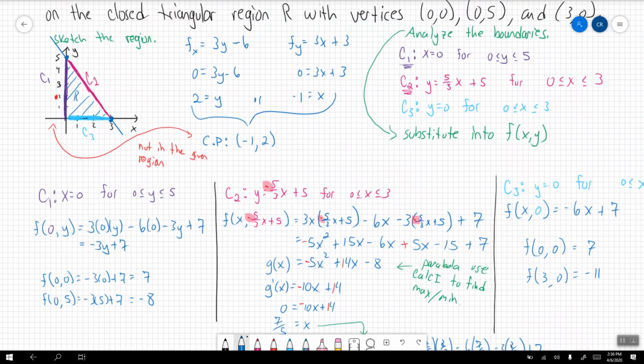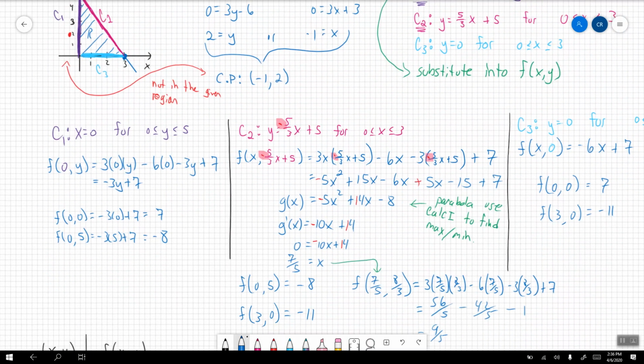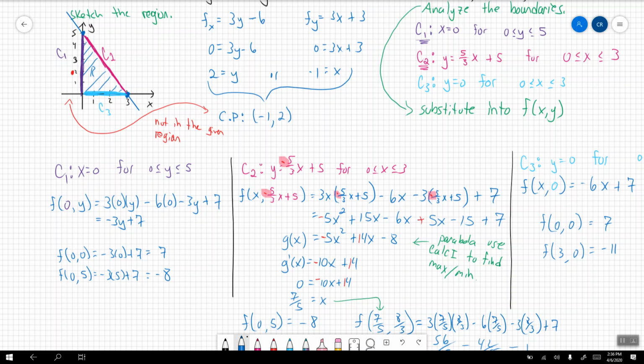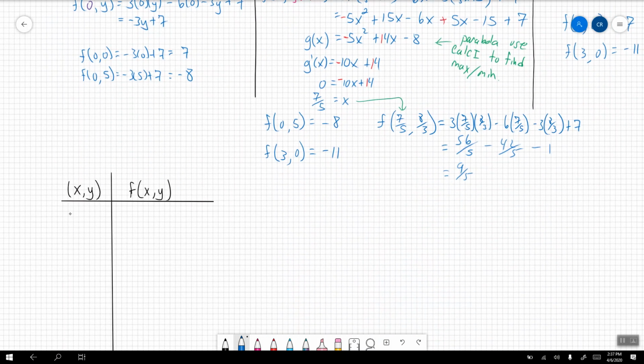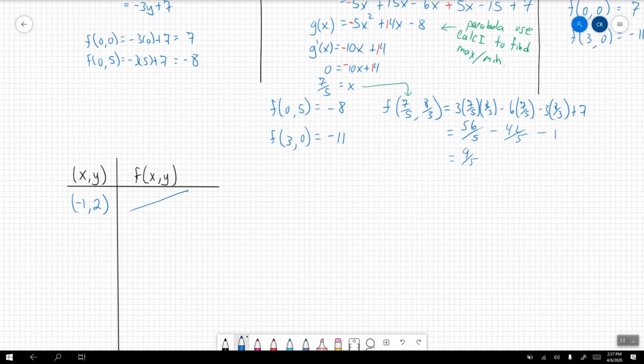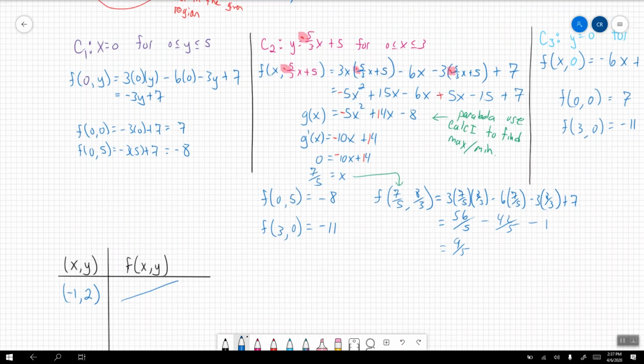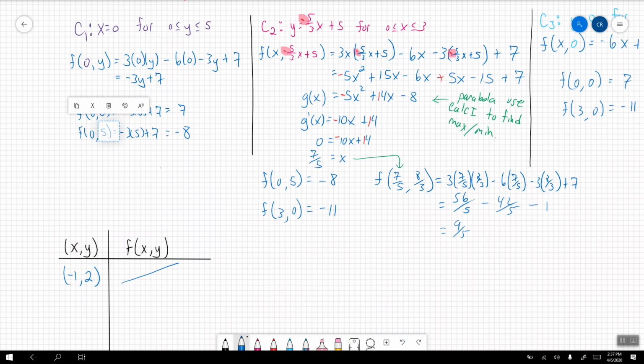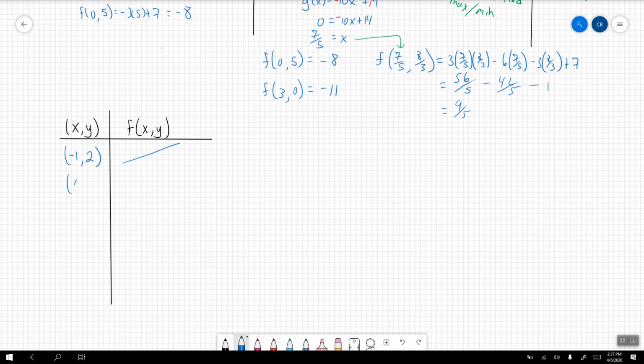So the first ordered pair that I came across was my critical point, which was negative 1, 2. But again, the conclusion that we came across is that this is not in the domain. So I'm just really quickly going to draw a line through here saying, hey, even though it's a value that we have, it doesn't satisfy the domain, therefore we're not going to be able to use it. The next ordered pairs, according to curve 1, were 0, 0 and 0, 5. So I'm going to write those here, 0, 0, 0, 5.